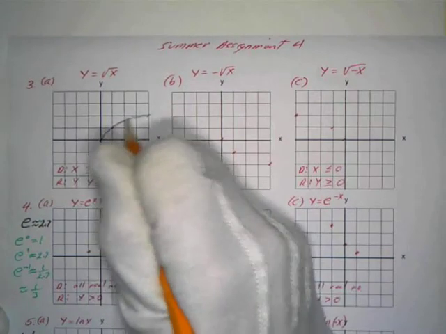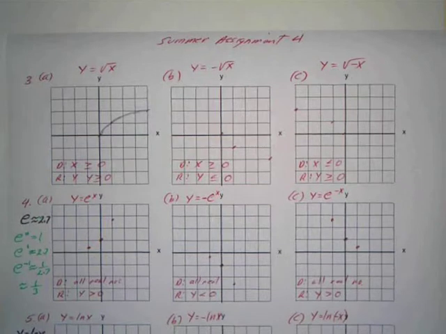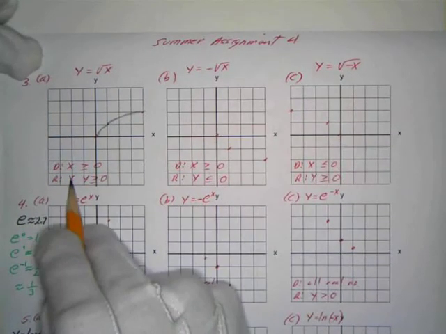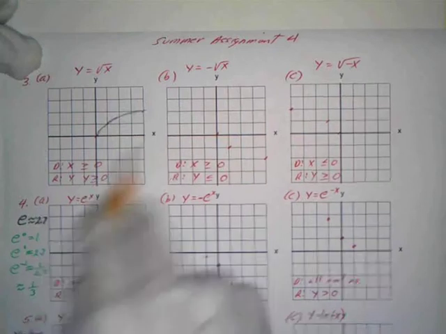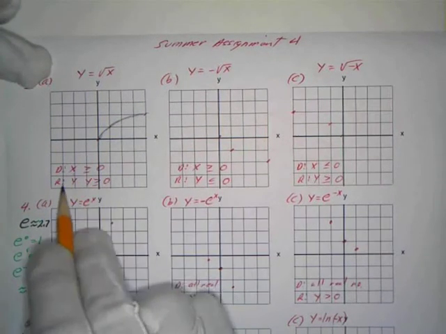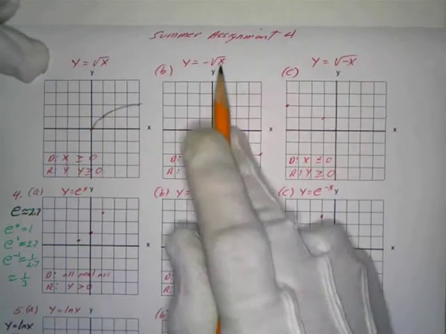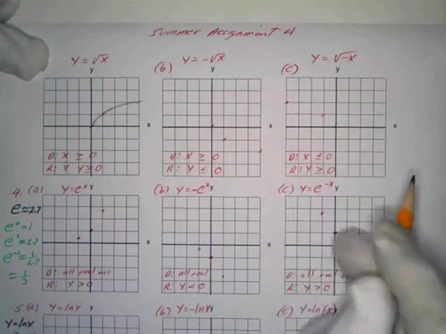We call that kind of John Travolta because of this little swoosh he does, and we'll talk about that in class. Kind of goes to the right. And the domain, x is greater than or equal to 0, and y is greater than or equal to 0 for the range. Okay, so the domain is x is greater than or equal to 0, the range is y is greater than or equal to 0.